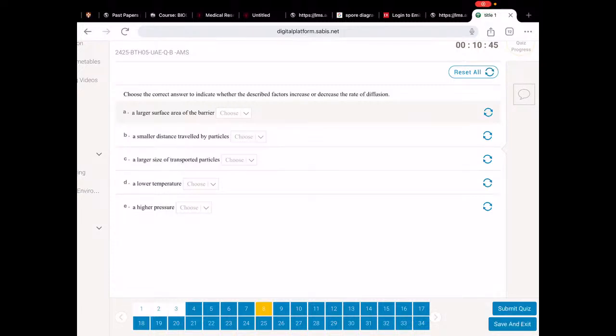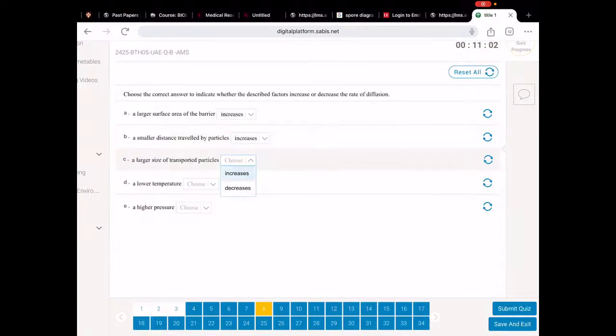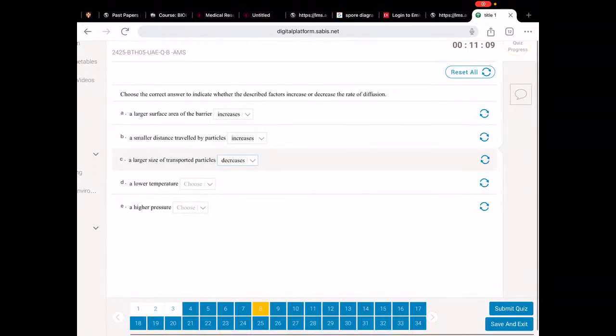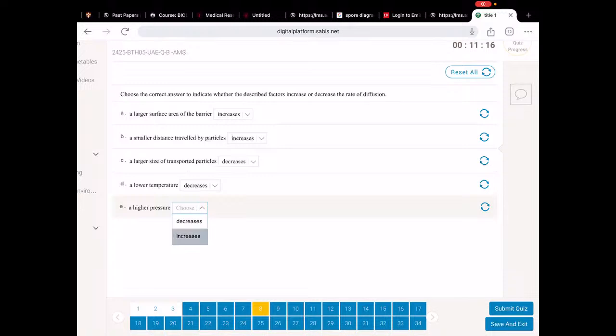So choose the correct answer. Factors increase or decrease the rate of diffusion. Of course, if we have a larger surface area, we're going to increase the rate of diffusion. A smaller distance, of course, increases the rate of diffusion because shorter distance, less time needed. A larger size of transported particles will decrease it, okay? Always remember, small particles can easily pass through. A lower temperature, of course, will decrease it. Why will it decrease? Because they have less kinetic energy. A higher pressure increases the rate of diffusion because it always goes from a higher pressure into a lower pressure, okay?